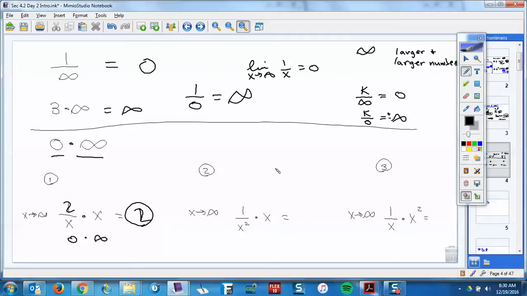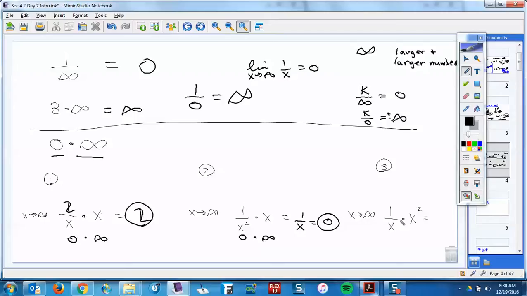Now, what about this one? As x gets really big, what's this doing? 0. But what's this? That's 1 over x, and as x gets really big, that's just going towards, look at that. So that time we got 0, okay?